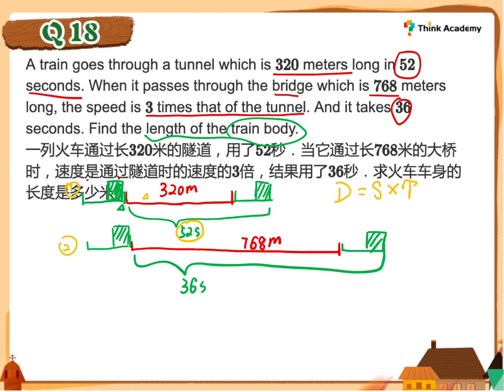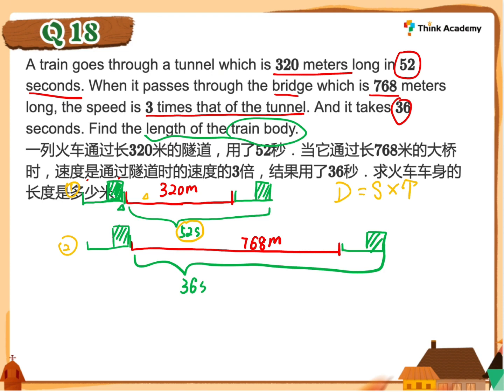But we know here are two conditions. The first condition passed the tunnel, and the second condition passed the bridge. Okay, so about the second condition, when the train passed the bridge, the speed is 3 times that of the tunnel, right? Because the speed is different, so it's hard for you to compare and combine the two conditions. So you need to change it. Yeah, how to change it? Think about it. If the train used the original speed to pass this bridge, how long should this train take?